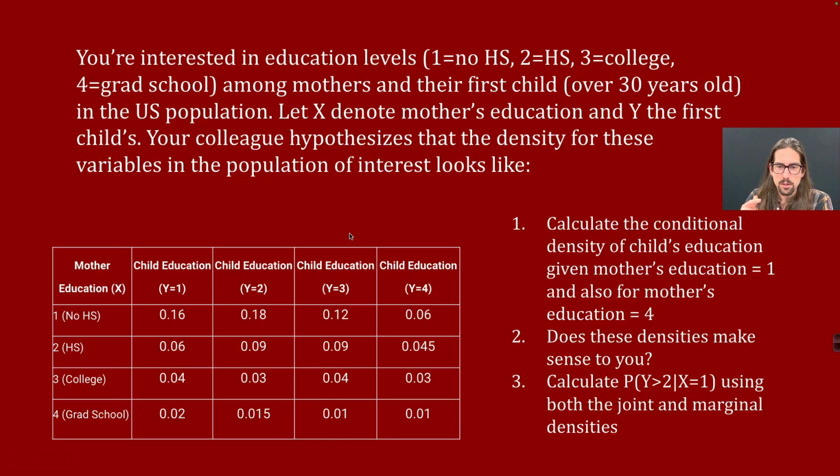Okay, let's go back to this problem again. Same table. Now what we're doing is calculating the conditional density of child's education given that mother's education is 1, and also for mother's education is 4. Let's start with that. Given mother's education is 1, we're asking about just these guys.